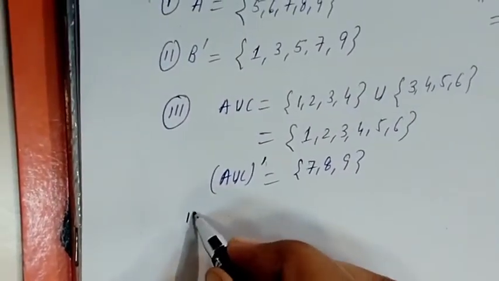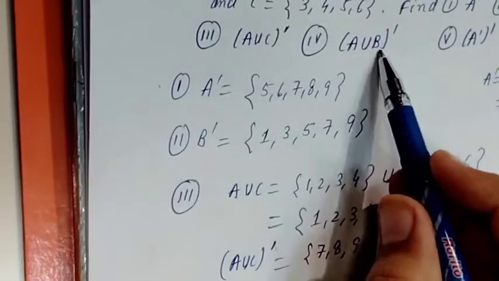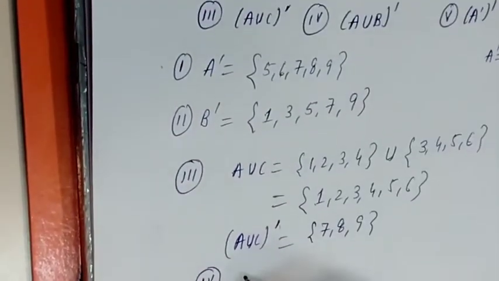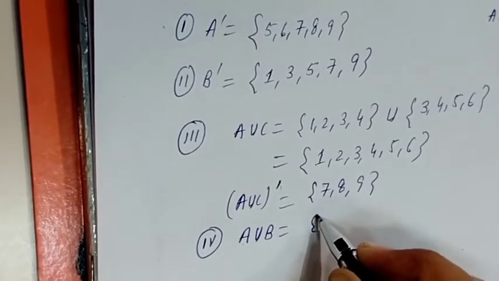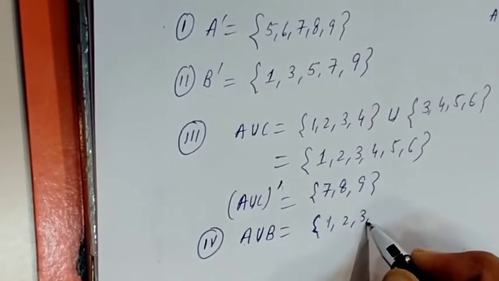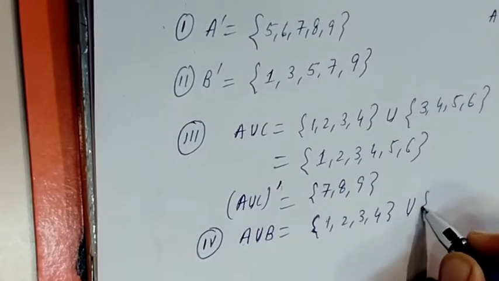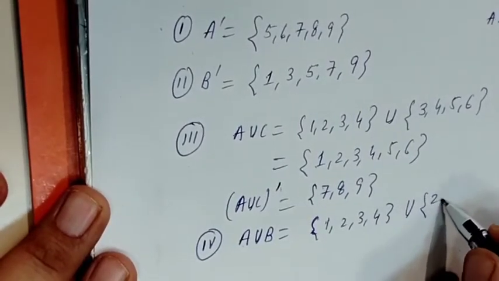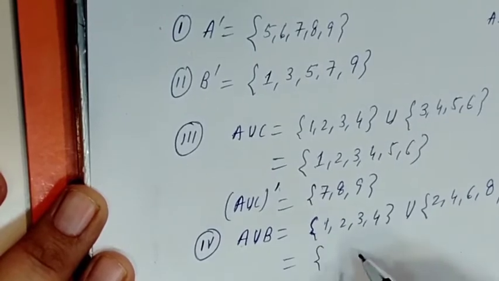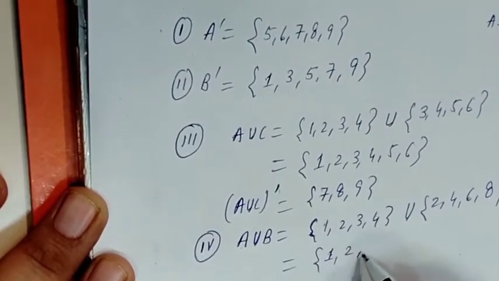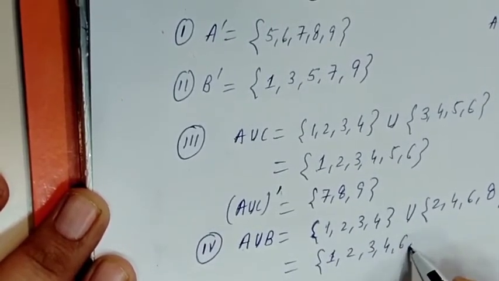Fourth part of the question is we have to find (A union B) whole dash. So first of all find A union B, then its dash. A is 1, 2, 3, 4. Union B is 2, 4, 6, 8. Take the union of these two. So it is 1, 2, 3, 4, 6, 8.